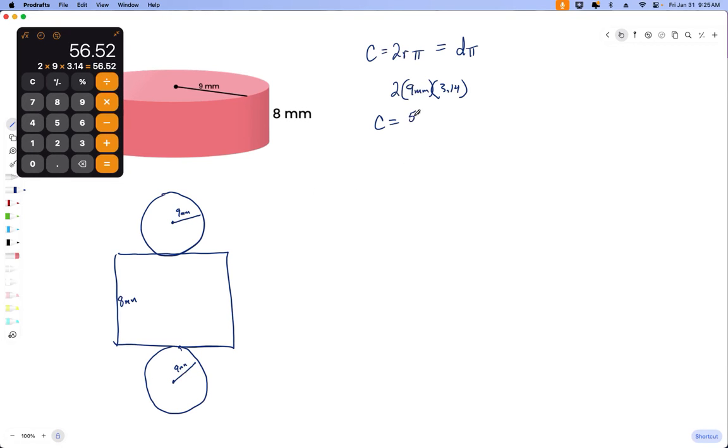So that's 56.52 millimeters. So that's our dimension here, 56.52 millimeters. Now we have 2 identical circles.